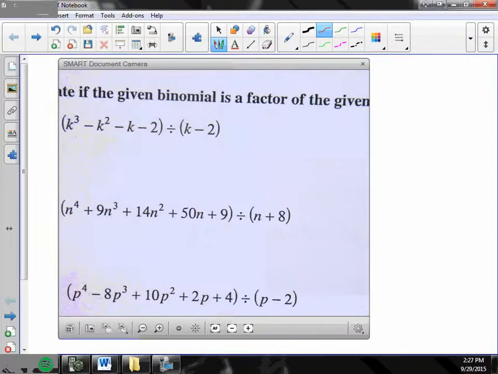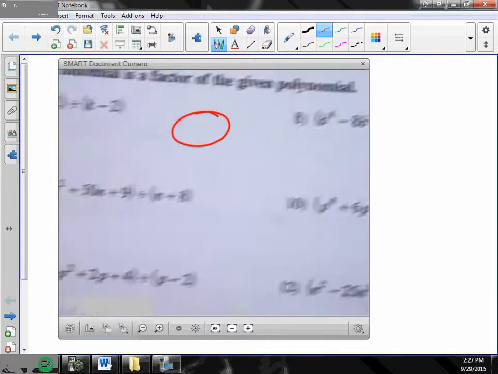It's way fast. It's much easier than what you've learned in the past, but I taught you the hard way first because it always works. Synthetic division only works if you have something like this. Okay? So look at number 8. Here's how synthetic division works.